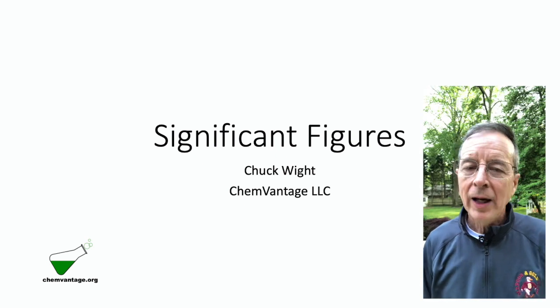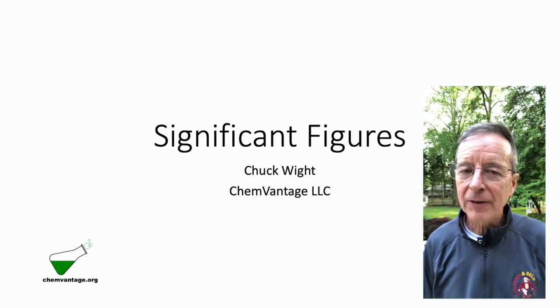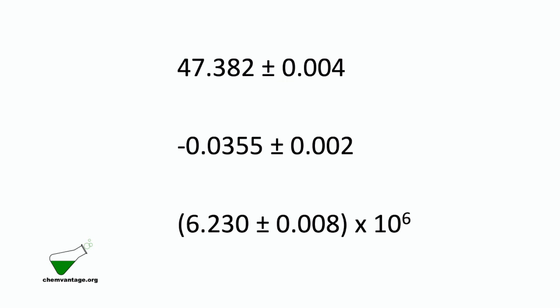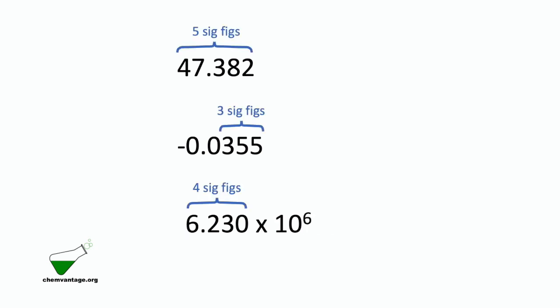I'm Chuck White, and today's microlecture is about significant figures. No, not that kind of significant figures. I'm talking about the way that a scientific measurement or a calculated value is reported in a compact way that reflects the underlying uncertainty of the number.